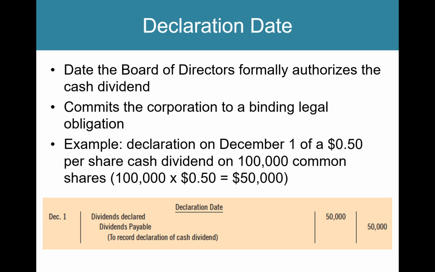So for example, let's say on December 1st we declare a 50-cent per share cash dividend on all 100,000 common shares issued. 100,000 times 50 cents gives you $50,000. So on December 1st, we will make the following journal entry: debit dividends declared, credit dividends payable. At this stage, we have now established the liability.